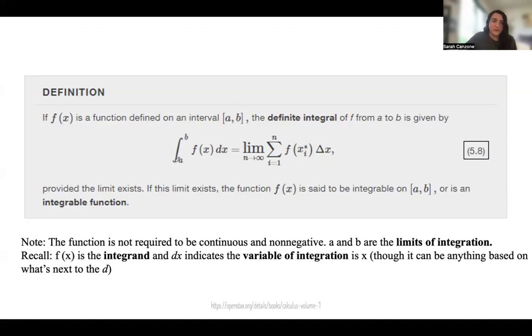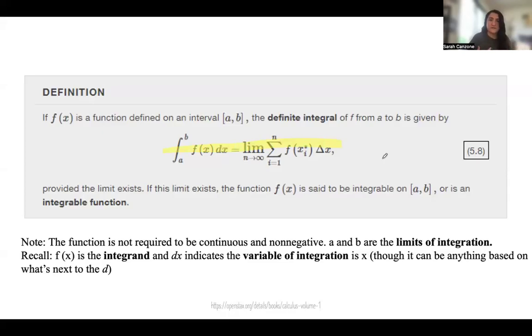So the lower bound always goes on the bottom, and the upper bound always goes on the top. This has to be true. You can never integrate with a higher number on the bottom and a lower number on top. That just wouldn't necessarily make any sense. So the integral from a to b of f of x dx is how it's read. And this, in terms of a Riemann sum, is the limit as n approaches infinity of the sum from i equals 1 to n of infinitely many rectangles with some width that is the change in x. So this right here is the idea of what it means to be a definite integral.